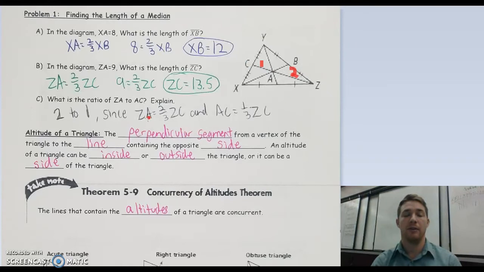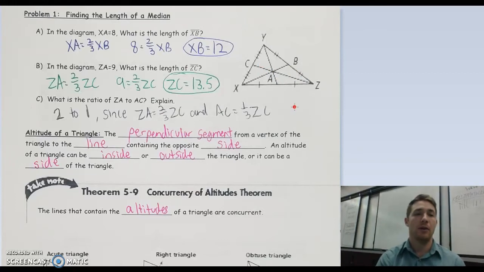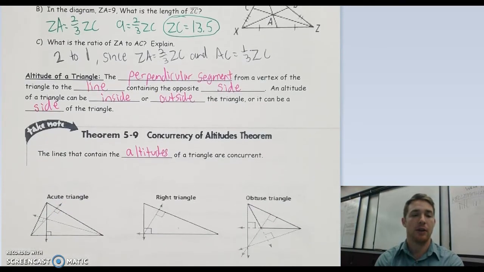So if I have that ZA is 2/3 of that distance, that only leaves AC as being that last 1/3. So that ratio is 2:1. We talked about medians, so now if we're talking about altitudes, that's the perpendicular segment from a vertex of the triangle to the line containing the opposite side. So let's first of all see what that looks like in our figures.